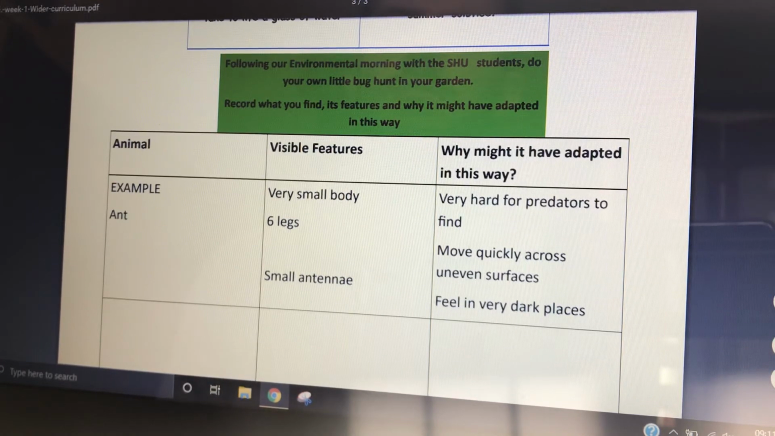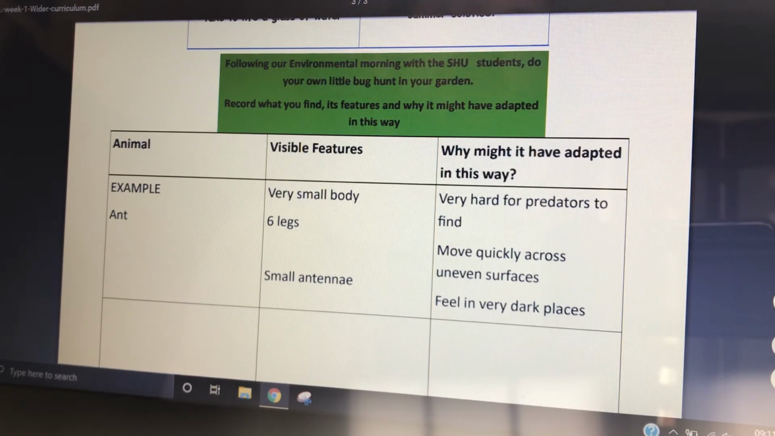So go outside, see what you can find. Remember how the Sheffield Hallam students did it? They looked under things, but then they put the things back. Go into those dark, damp places, little corners. There must be bits of the garden, because remember, everywhere has creatures somewhere.